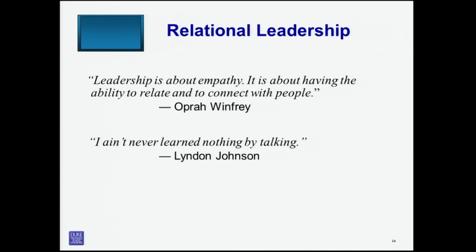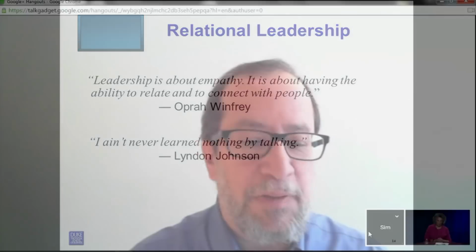I especially like the Johnson quotation here in the sense that the essence of relational leadership, because he only got part of it right, I think. The essence of relational leadership is really listening and deeply listening to those that you're trying to lead, to really understand them and connect with them. However, the part I think he got wrong is that they will not intuit that you understand them unless you actually do a little bit of talking.